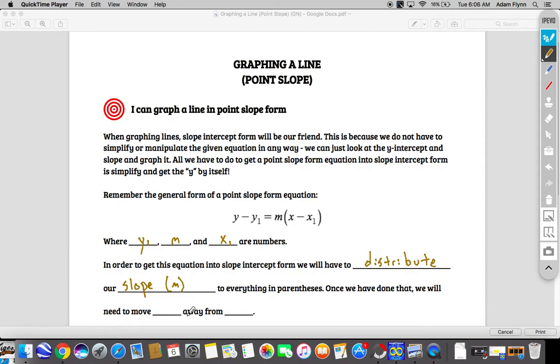Once we have done that, we will need to move y1 away from y. So if we take a look at this general form up here, we're going to distribute our m to get rid of the parentheses, and then we need to take care of this y1. We need to bring it over here, and then the y will be by itself. It'll be in slope-intercept form at that point.